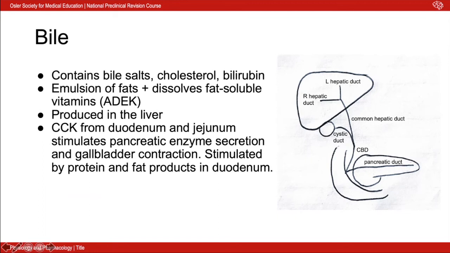So how does the gallbladder and how does the pancreas know when to produce the exocrine secretions and when to release the bile into the duodenum? Well, cholecystokinin, or CCK, is produced from the duodenum and the jejunum, and it stimulates pancreatic enzyme secretion and gallbladder contraction. And the whole process of producing CCK is stimulated by protein and fat products in the duodenum.